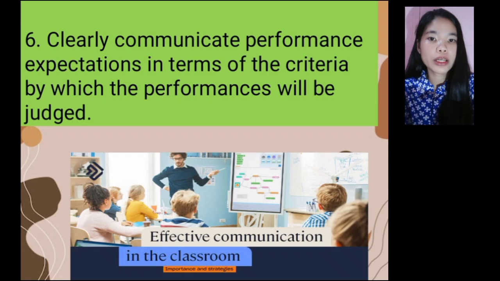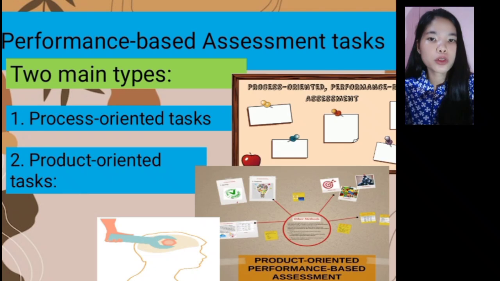Six is clearly communicate performance expectations in terms of the criteria by which the performances will be judged. So ambiguous instructions can lead to confusion and unfair assessments. Students should be informed about the criteria that will be used to evaluate their work. Following these guidelines, educators can create effective performance tasks that accurately assess student learning and promote deeper understanding.